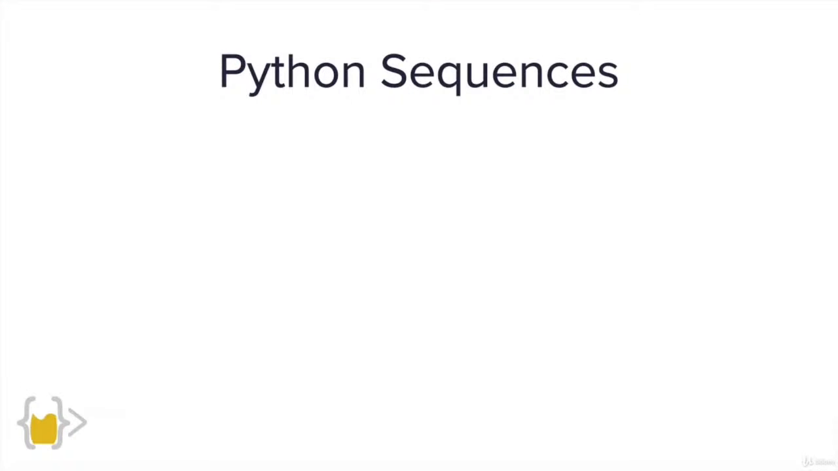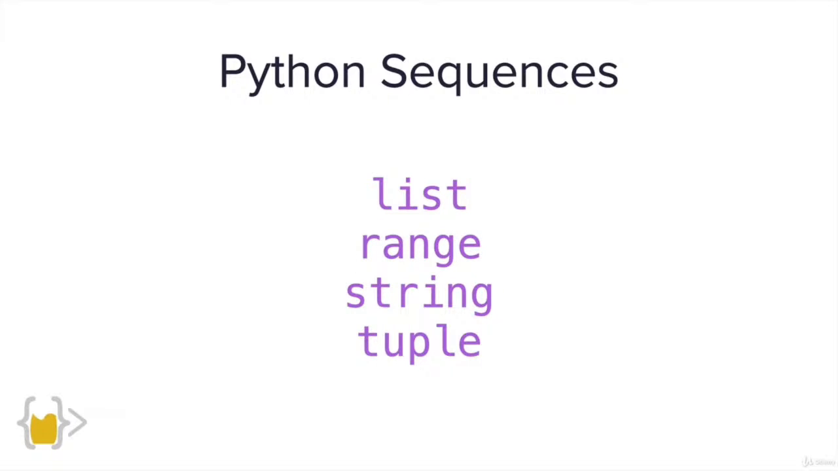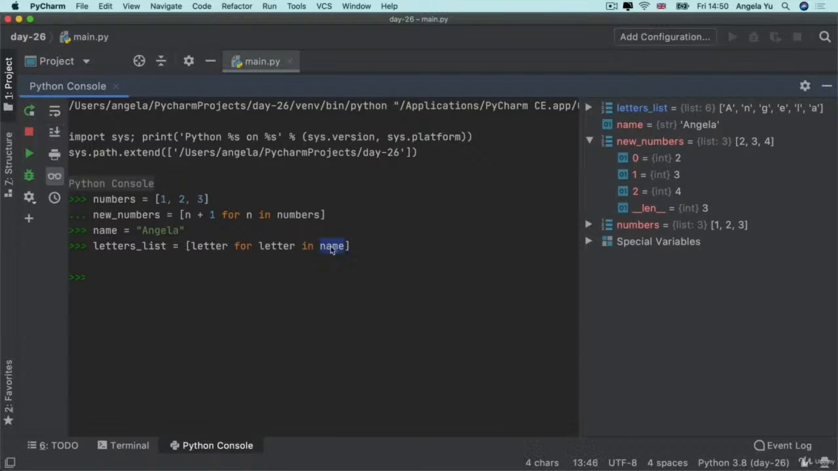As I mentioned, these things in Python, like a list or a string or a range or tuple, are called sequences because they have a specific order. And when you perform a list comprehension, it's going to take that sequence and go through it in order, be it the letters in the string or the items in a list, and then it's going to take each of those items in that correct order and do something with it, either add 1 to it or, in this case, do nothing and just add it to a new list.